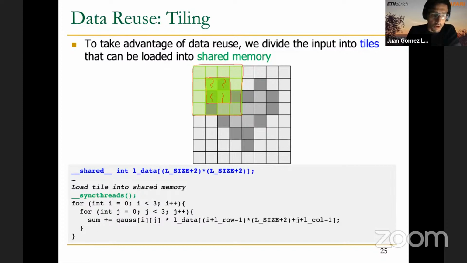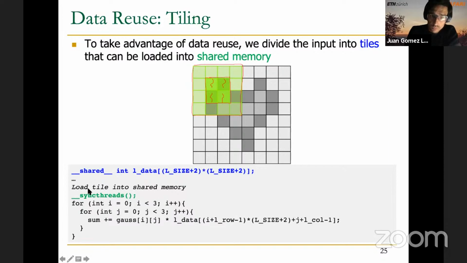And this is more or less how our code is going to look. We first have to declare the shared memory. Remember this shared qualifier. We are declaring some array called L data that has this size. Essentially, L size plus 2 is, in 4 in this figure, this, and L size plus 4 is this, right?